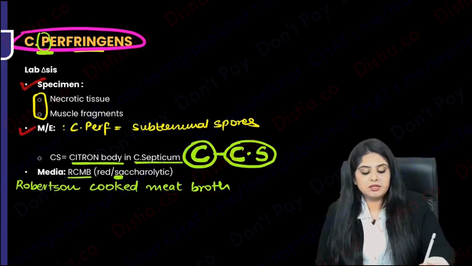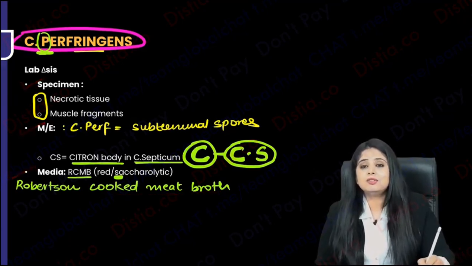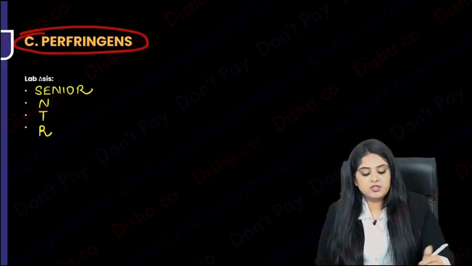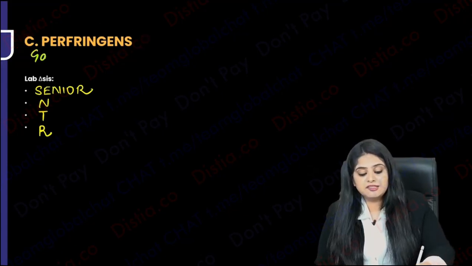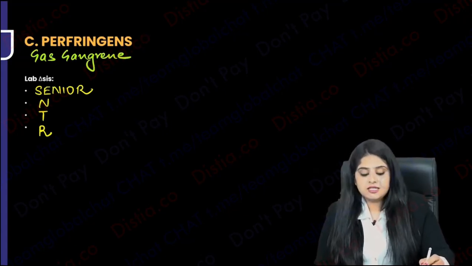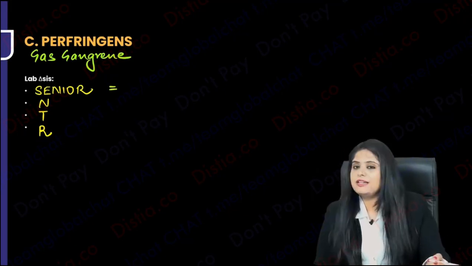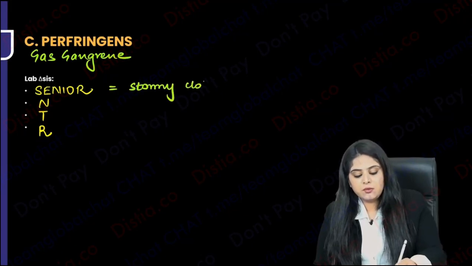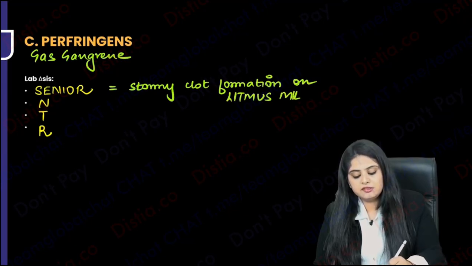So specimen done, microscopy done, media done. But abhi to there's a long way of things that are gonna come. Remember, this perfringens is the one which causes gas gangrene. That has a mnemonic called senior NTR. Very famous mnemonic. Senior NTR, so means what? So first I'll tell you the full form. Senior stands for stormy clot formation on litmus milk.